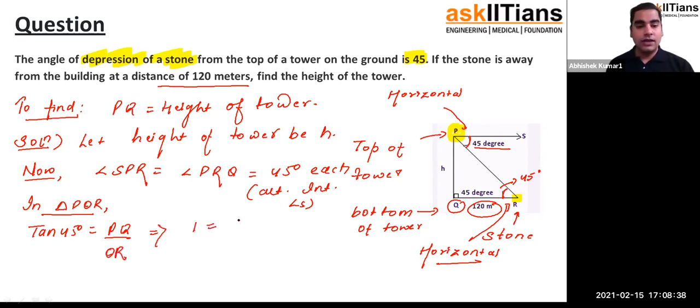What is PQ? I don't know, that I have to calculate. What is QR? QR is provided to me. That's 120 meter in the problem itself. So what is the value of h I got? The value of h I got is 120 meter.